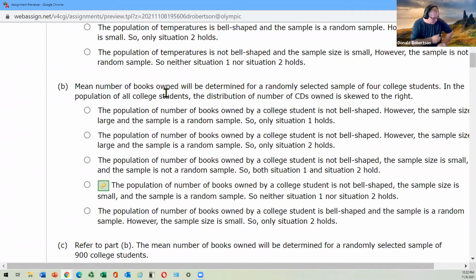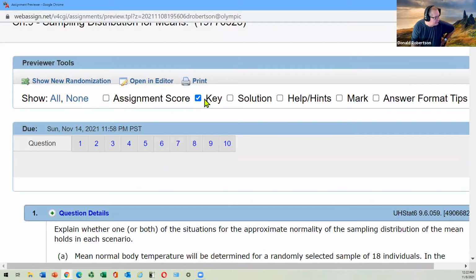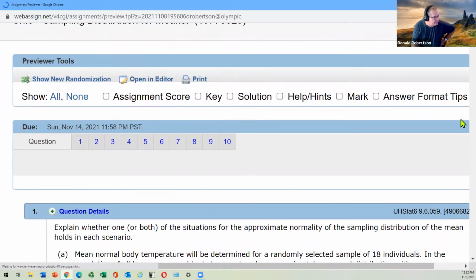The mean number of books owned will be determined from a randomly selected sample of 4 college students. I'm not even going near that one. 4. Sample too small? Definitely sure, right? And guess what? It's skewed to the right. Doesn't it fail on both then? So you just go through this one. Can you see? It's neither of the 2 situations, so it fails on both. So you can fail on one or the other, or you can fail on both. Let's take that out because it's distracting to see the answers.